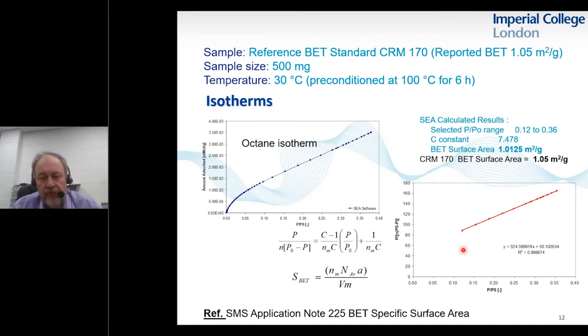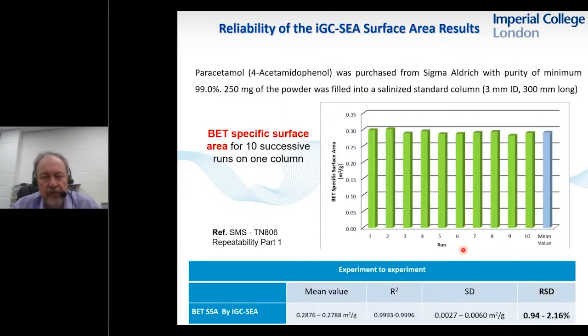But of course, what happens if we want to do some low surface areas? So here's some data at low surface areas. It's a single column repeated 10 times. It's 0.28 meters squared per gram, pretty low. Doing this with nitrogen would be really quite a problem. Indeed, it would probably be rather unsuccessful. We can get errors of about 1 to 2% for very low surface areas, which is really quite a nice thing. This particular material is paracetamol, so a standard crystalline pharmaceutical material.